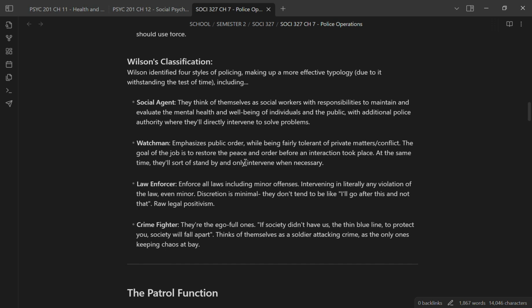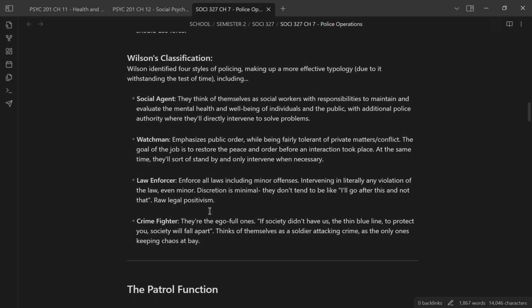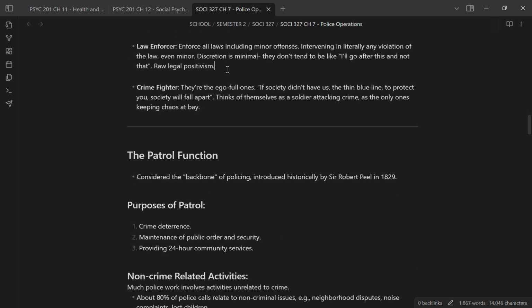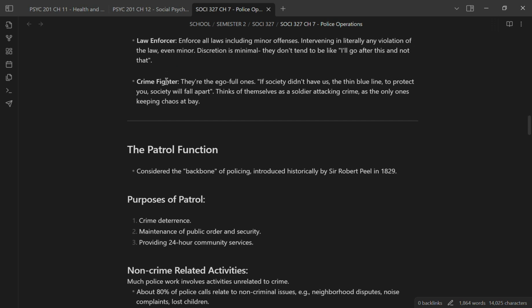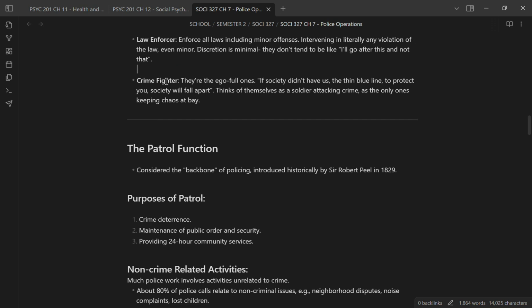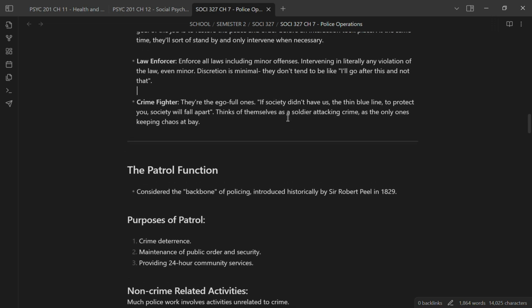Yeah, their discretion is minimal. They don't like to really consider, based on different classifications, what they will and won't go after. It's mostly just about, are you breaking the law or not, right? The crime fighter. These people are soldiers. They're full of ego. They think of themselves as the people that hold society together, and if not, it'll fall apart. They're the ones keeping chaos at bay, and they're the soldiers, right?